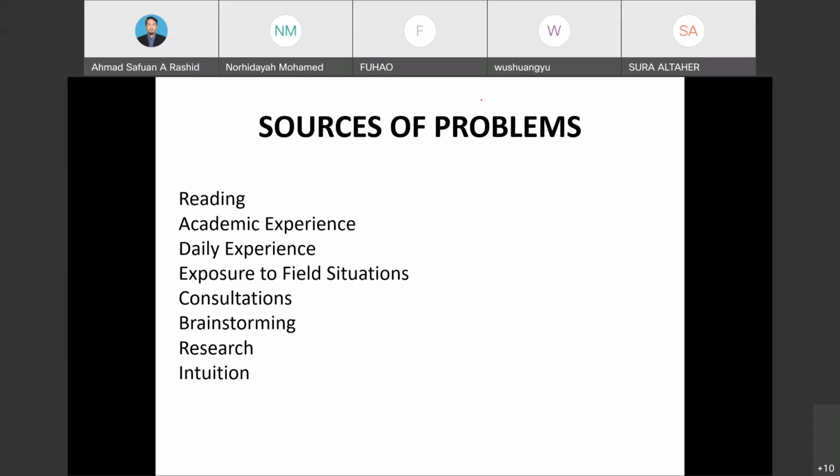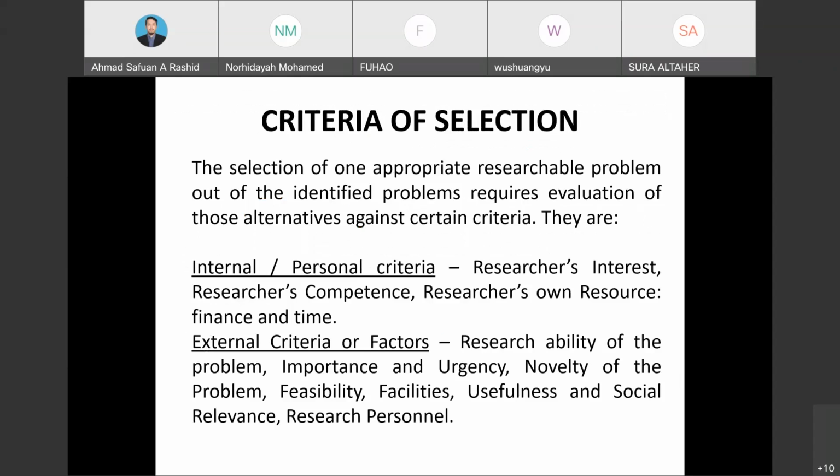Source of problems. The first one is reading, then academic experience, while the rest is more on how we can do a discussion with the expert. Internal, external. Selection, criteria of selection.